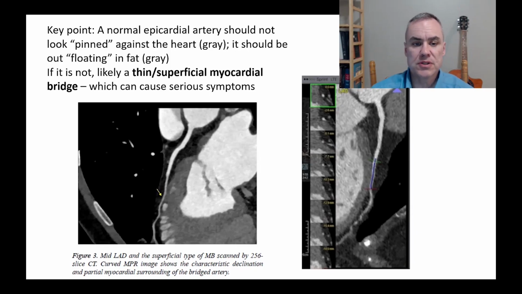Strangely enough, some bridges that are really deep don't cause as many symptoms as some that are superficial. Normally a deep one is bad, but sometimes for weird reasons, the shape and the striations of the muscle and the location, people don't notice them as much. So there's a lot of variety in the way that bridges present themselves in terms of symptoms, and also not only symptoms, but the way they look on scans.